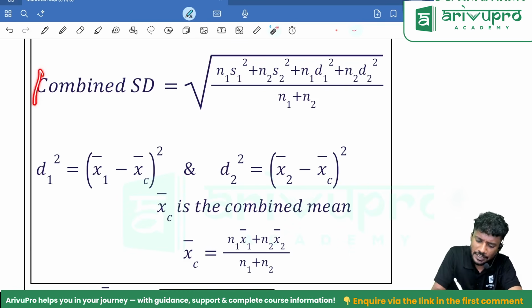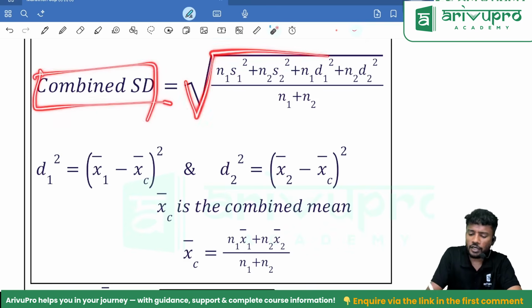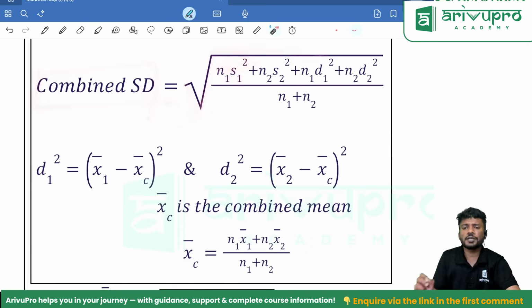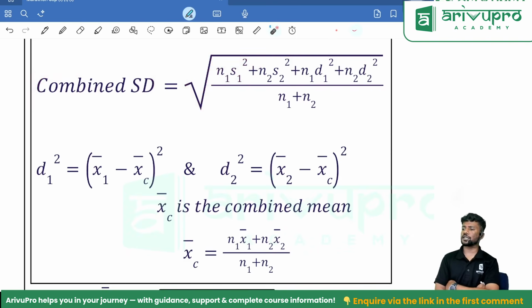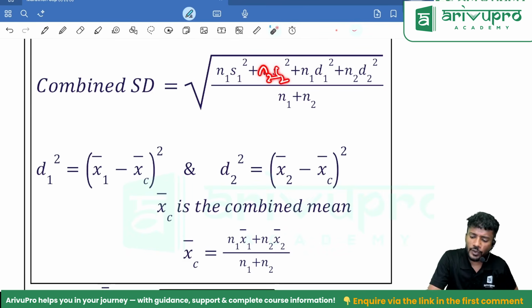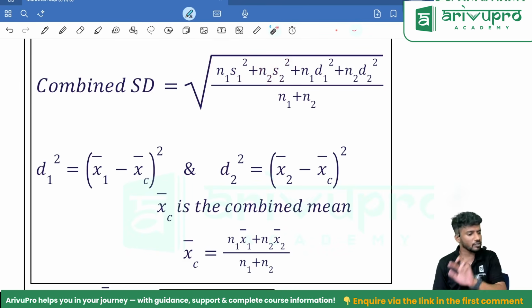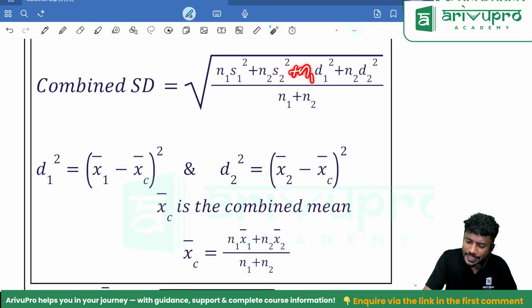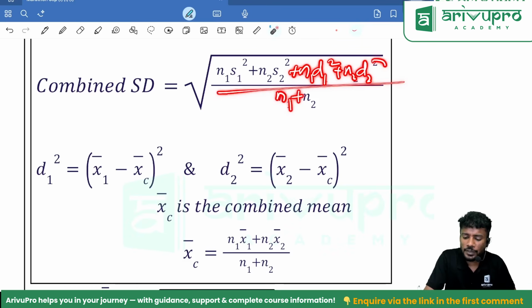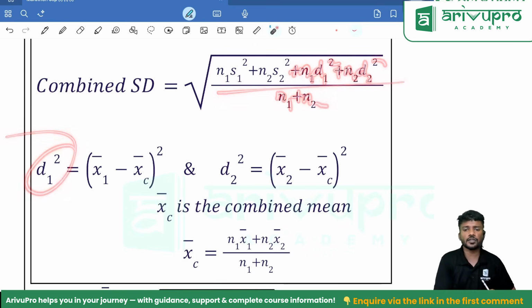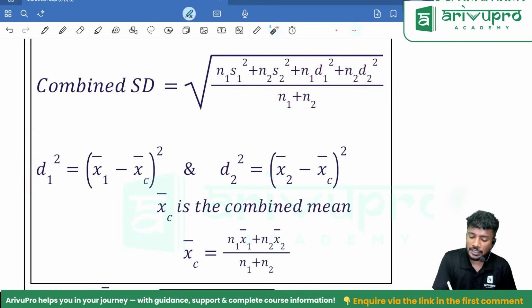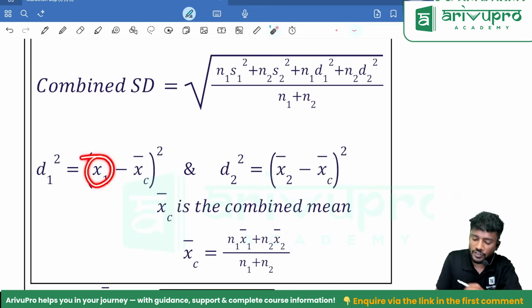The formula is combined standard deviation equals the root of n1 s1 square plus n2 s2 square plus n1 d1 square plus n2 d2 square, divided by n1 plus n2. What do you mean by s1? Standard deviation of the first set. And s2 is the standard deviation of the second set. Then what is d1 square? D1 is the deviation of the set: the combined mean is there, and from that we subtract the first set mean.